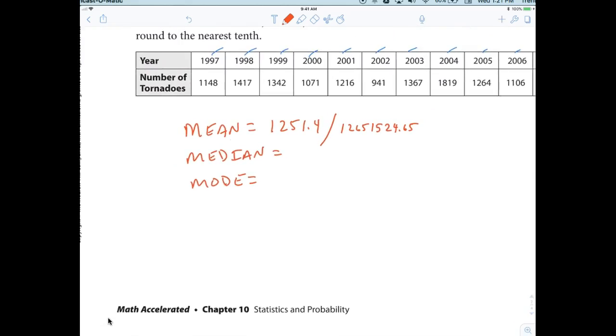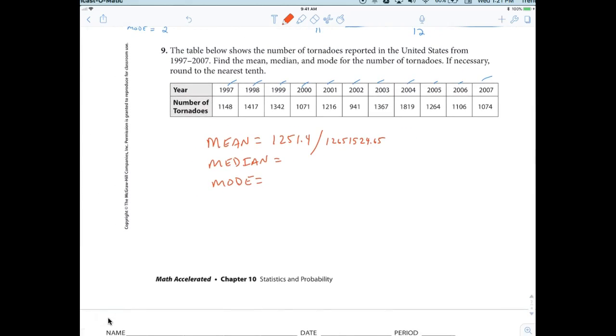So if the lowest number is 941 and the highest is like 1,417, the average has to be what? Between those numbers. Right? A lot of times, when you make a mistake, you can figure out you made your mistake because we're trying to find what number's in the middle. That's what we're trying to find.